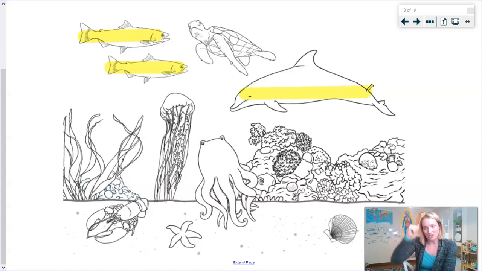That's why they come to the surface of the water and are often seen, if you're lucky, by humans on the surface. They give birth to live young, they feed their babies milk, and they are warm-blooded.